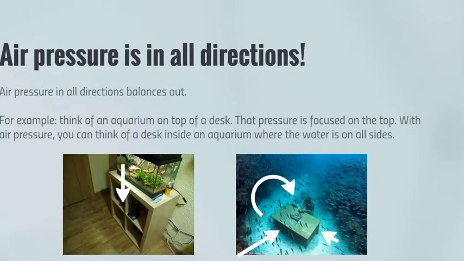Air pressure is in all directions. That's why we cannot feel it. It balances itself out. For example, if you think of an aquarium on top of a desk, that pressure is focused at the top. With air pressure, you can think of instead the desk inside the aquarium. All the water is pushing on all sides of it.